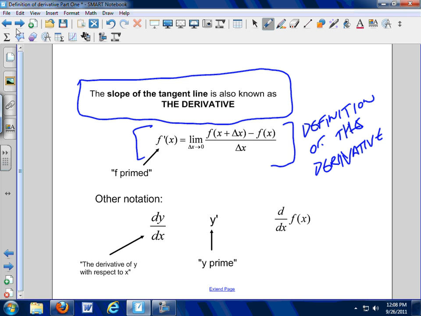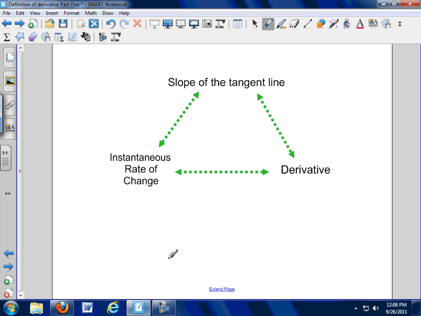Okay? And this page is in your notes also. So we will use these three phrases interchangeably, and they all mean the same thing. We'll say the slope of the tangent line, that means the derivative. We'll say the derivative, that means the instantaneous rate of change. Say the instantaneous rate of change, it means these other things. So anytime we see any of these three, you think of the others.